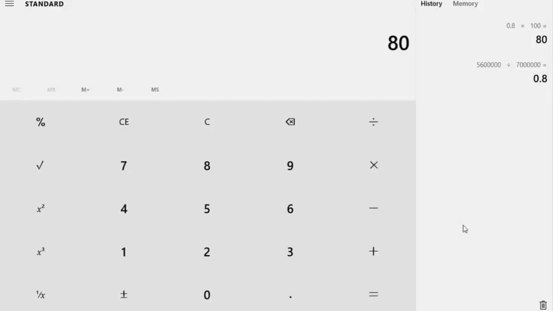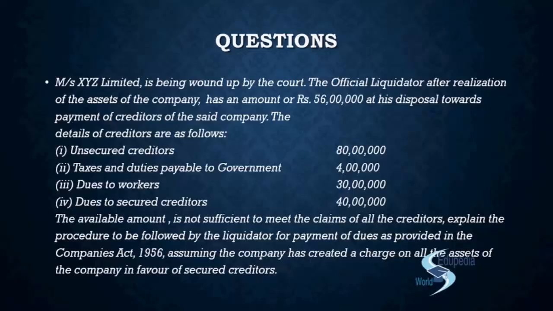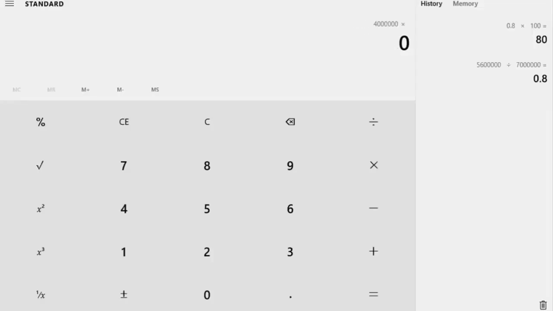So what you do is that you go back over here and calculate 80% of 40 lakh. 40 lakhs into 80%, 32 lakhs, right? So 32 lakhs is what you will pay to the creditors, and what you have for the dues to workers, 30 lakhs. So go back over here, it will be 30 lakhs into 80%. Oops, sorry, what have I done? I have to clear the entire thing. Yes, 30 lakh into 80%. It is 24 lakhs. So this is how you pay, right?